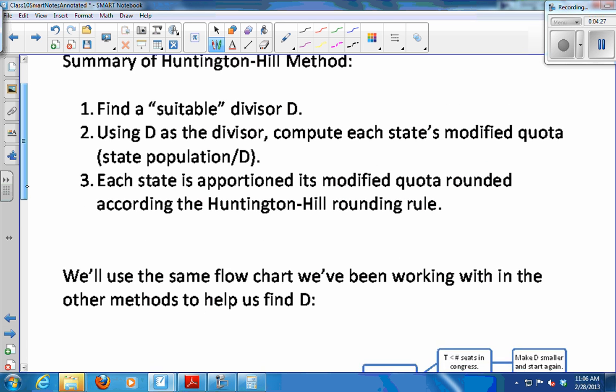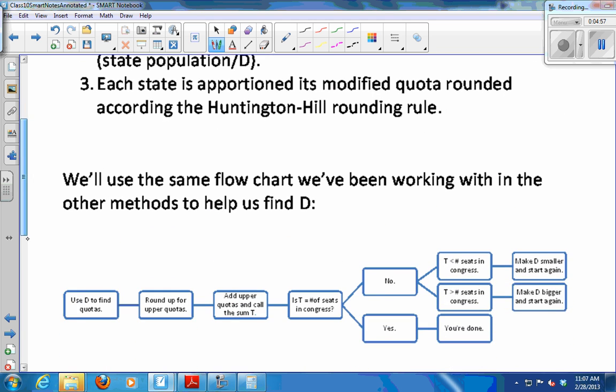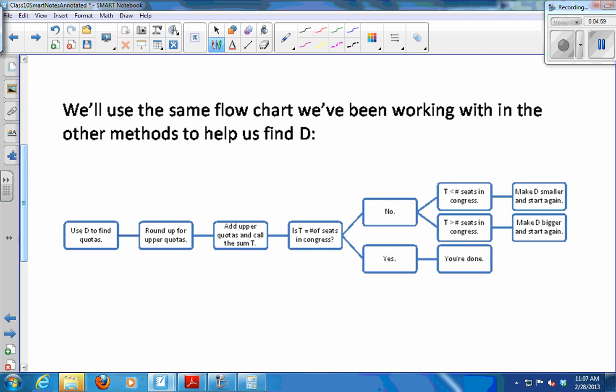So, a summary of Huntington Hill. We have to find a suitable divisor D. You follow the exact same flow chart we do for Jefferson's and Adams and Webster's. If your sum is too big, make D bigger. If your sum is too small, make D smaller. Using D as your divisor, compute each state's modified quota. Then each state is apportioned its modified quota rounded according to the Huntington Hill rule, so sometimes up, sometimes down, depending on the geometric mean. Same flow chart to find D.